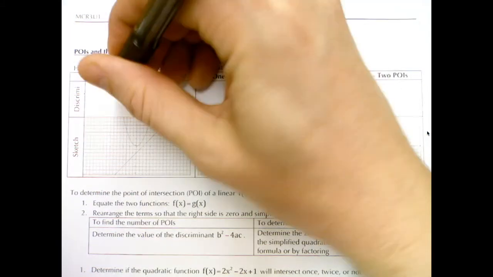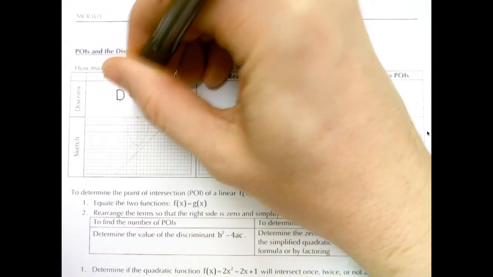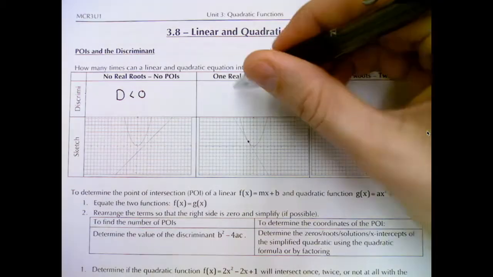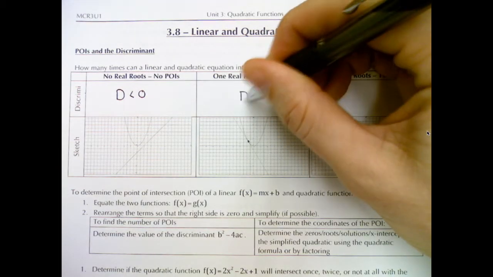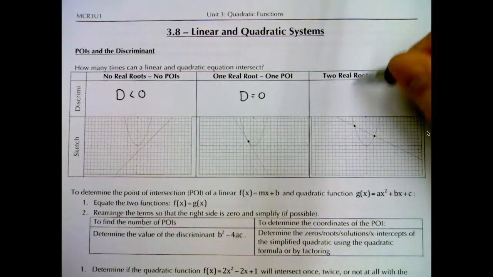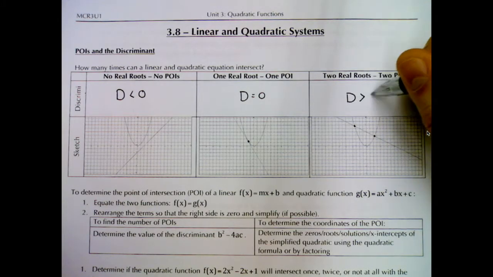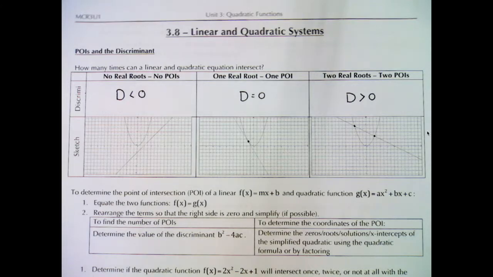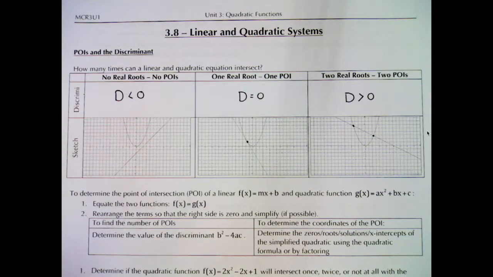For no real roots, you're going to get a discriminant that's less than 0, a negative discriminant. For one solution, you're going to get a discriminant that equals 0. And for two solutions, you're going to get a discriminant that's greater than 0. Now, what equation are we using to get the values to plug into the discriminant? Well, it's not just the parabola and it's not just the line, it's actually them both together.